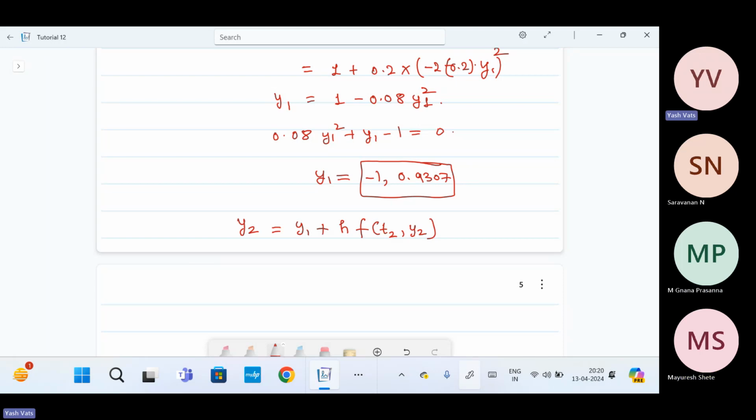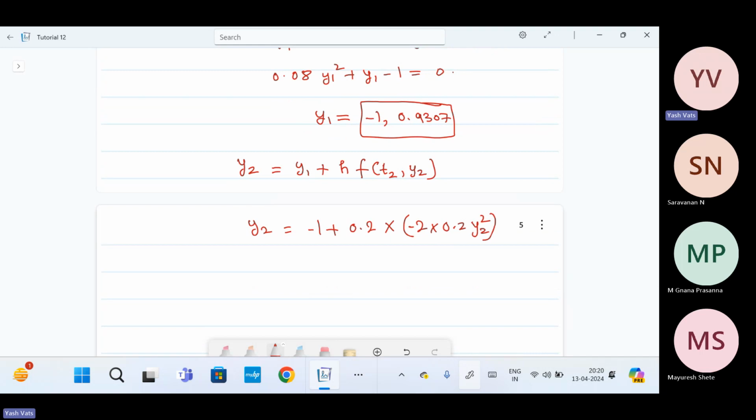Yes, so -1 is fine, then y2 is -1 plus h, which is 0.1, 0.2 into -2.2 y2 square. Then you just need to solve this equation again, I think. So it is 0.08 y2 square plus y2 plus 1 is equal to 0, right? Just to clarify whether that root is correct, Mayuresh, you also got the same thing? 0.9307. Okay. Here also almost only the term -1 is +1.